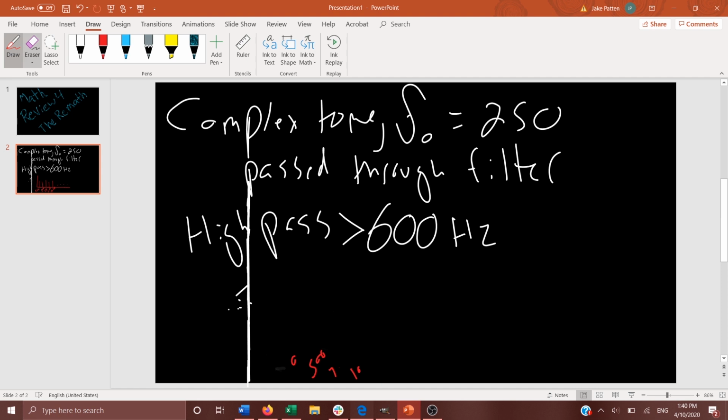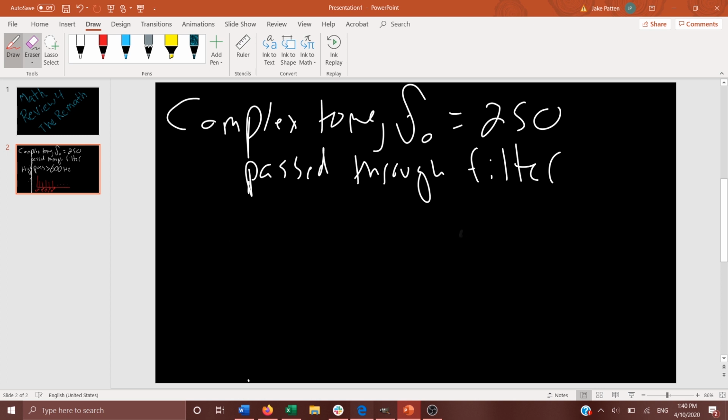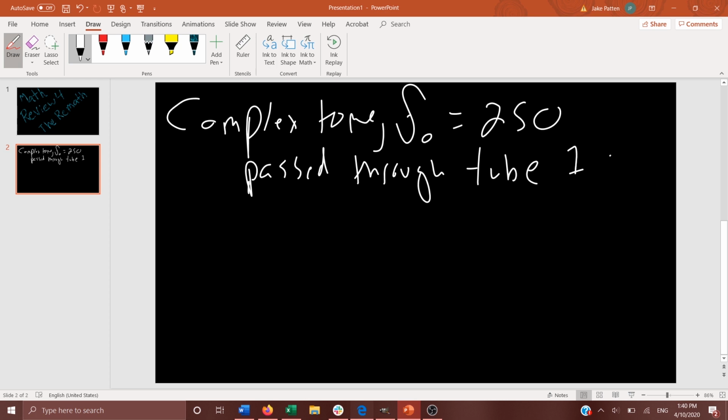But the actual tricky one is when you have a complex tone with a fundamental frequency of 250 that's passed through a tube with one end closed, our typical one closed end.